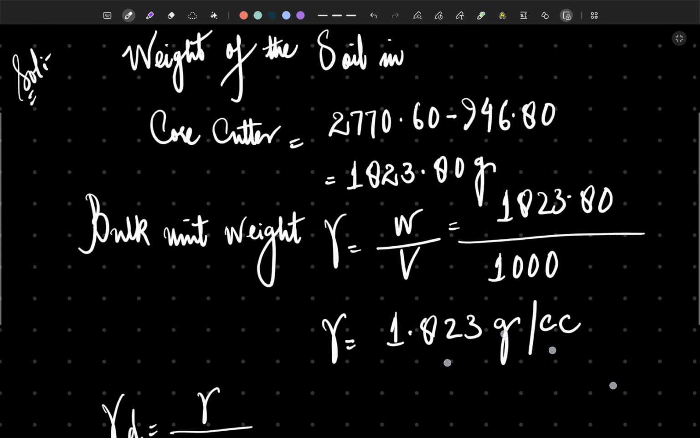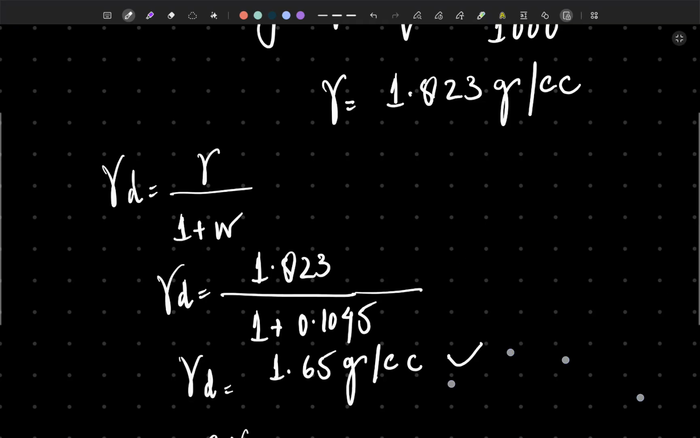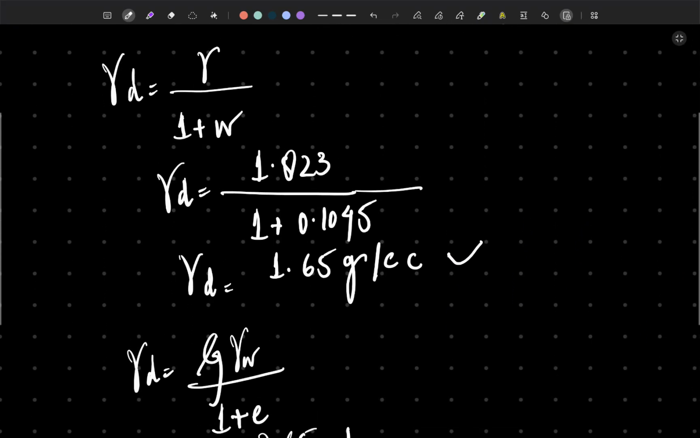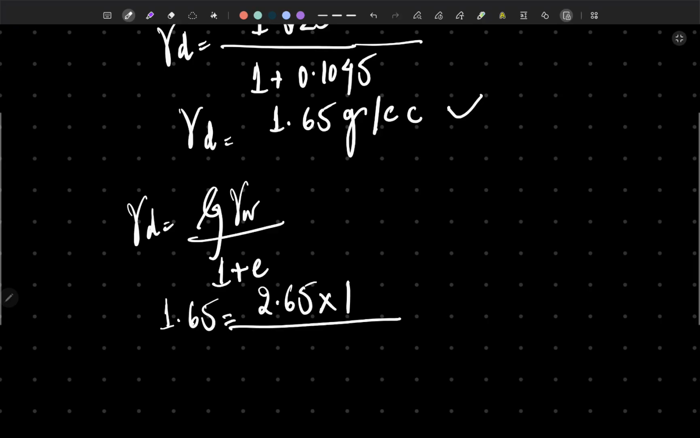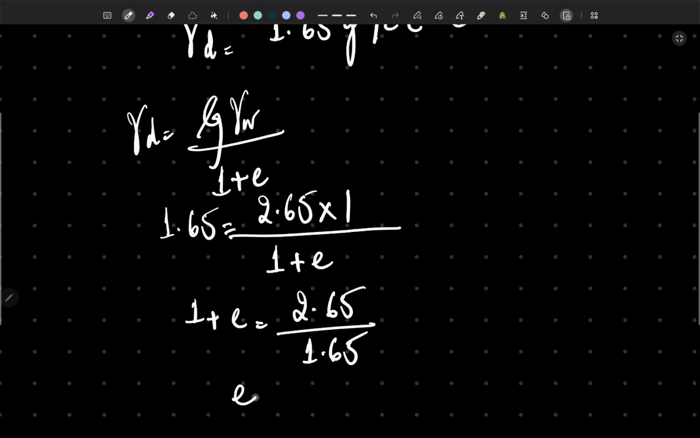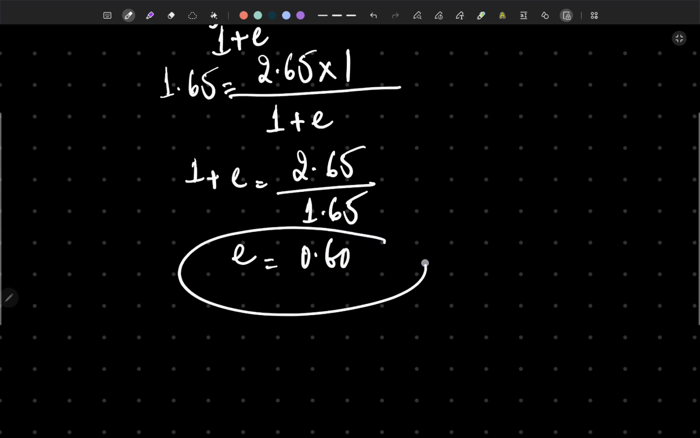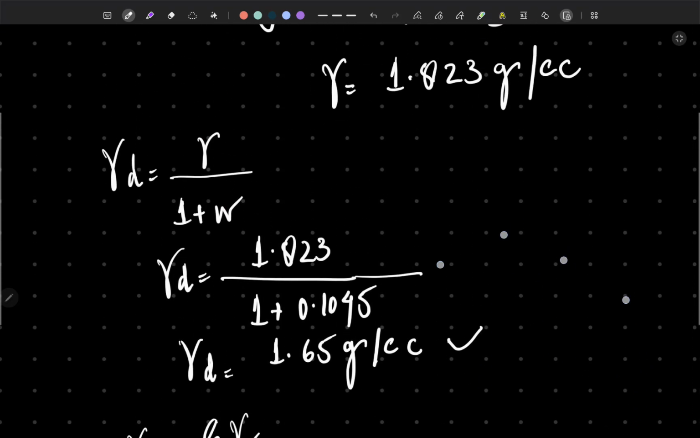Void ratio, where did it go? It didn't go anywhere, we have to find it. All right, 1 plus e. So 1 plus e is equal to 2.65 divided by 1.65, and the void ratio by calculations is equal to 0.60. All right, 0.60. What else do we need to find?